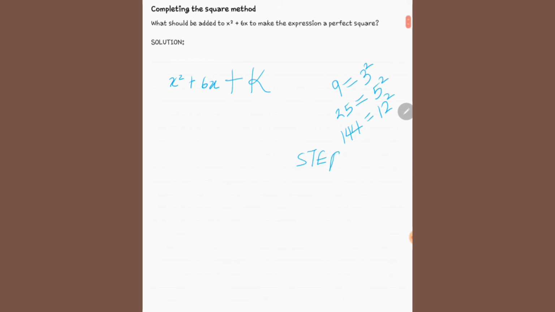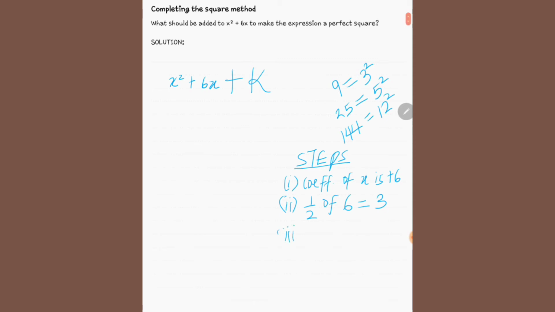So the steps. Number 1, you identify the coefficient of x. What is the coefficient of x? The coefficient of x is the number in front of x, attached to x. So in this case, it is plus 6. Okay, take note of that. Then the second step is you need to do half of the coefficient of x. So that means we are going to do half of 6. Half of 6 will give us 3.